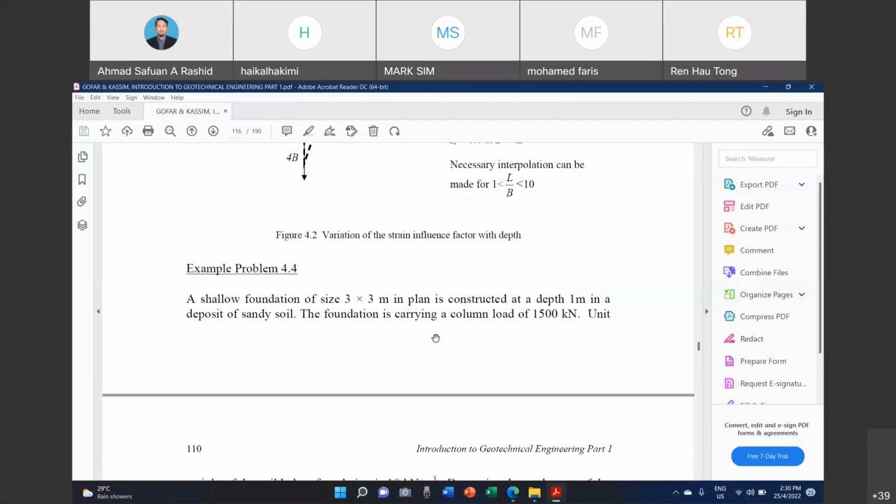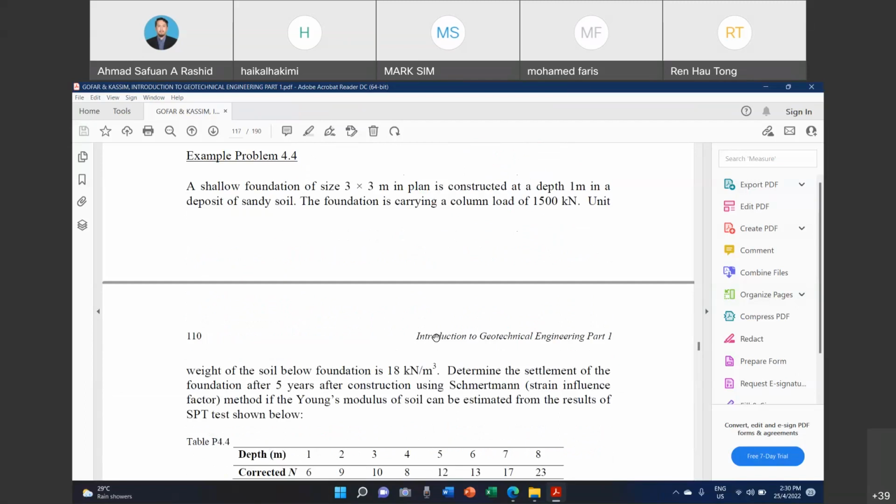So kita tengok this example. A shallow foundation of a size 3 times 3 meter in plan is constructed at the depth of 1 meter in a deposit of sandy soil. So apa maklumat kita dapat? Dia ditanam pada kedalaman 1 meter. So definitely this will be the case for the sandy soil, and it is a square type of footing.